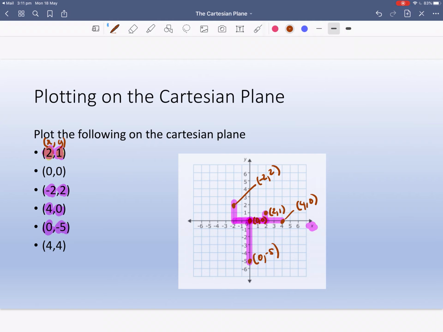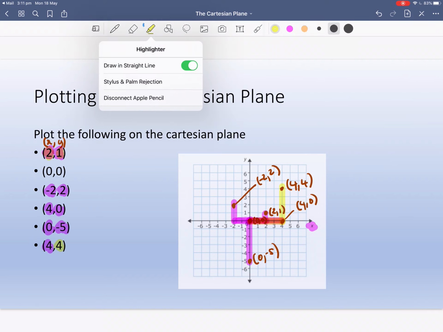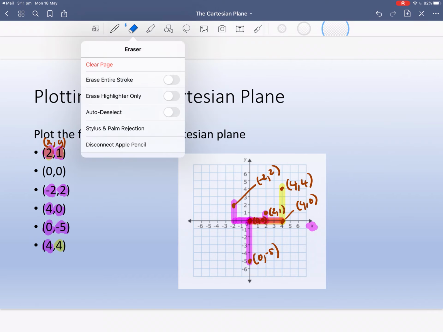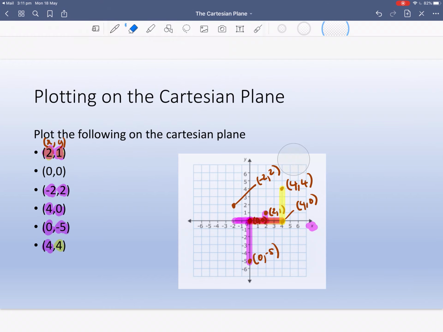And the last one is that we crawl to 4. So let's crawl to 4. I'm going to do it in a different color. There we are. Let me do it this way. I'm going to crawl to 4. And where do I need to climb to? +4, so that goes up there. And this is our point there. So that's the point 4, 4. I'm going to get rid of all the highlighter so we can see it. There we go. So there are our points that we've done on the Cartesian plane.